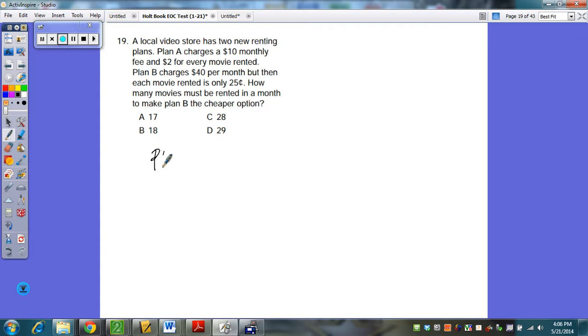So let's just look at our plans. We have Plan A. Plan A is $10 a month plus $2 for each movie. Plan B is $40 a month plus 0.25x, 25 cents each movie. How many months will it take where Plan B is the cheaper option? So then we have the inequality here.